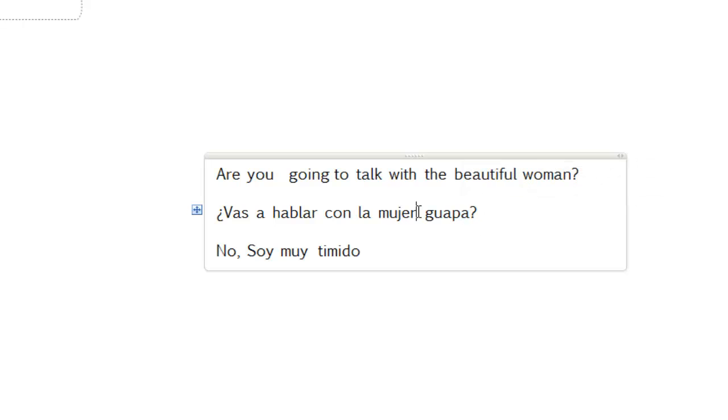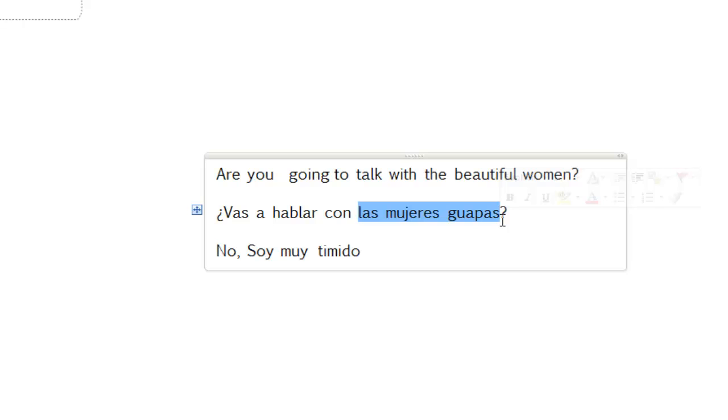Okay, so even if we have to put them in plural with the women, and for English it's really easy. We just change one, but this is where it becomes a bit more difficult. Vamos a hablar con las mujeres guapas. No, soy muy tímido. Okay, las mujeres guapas.